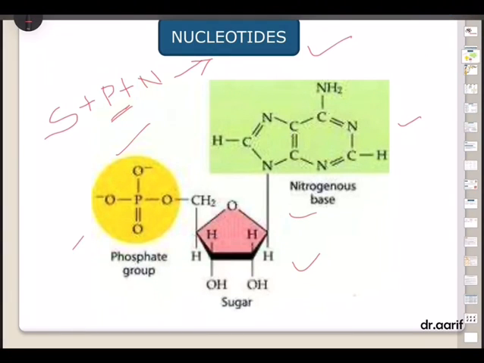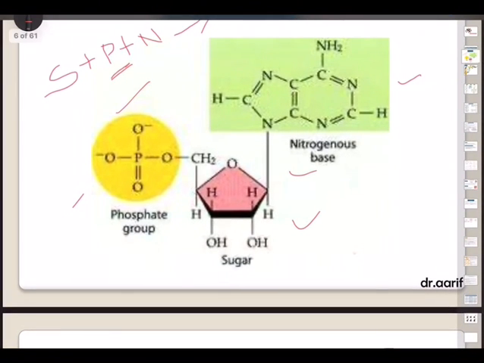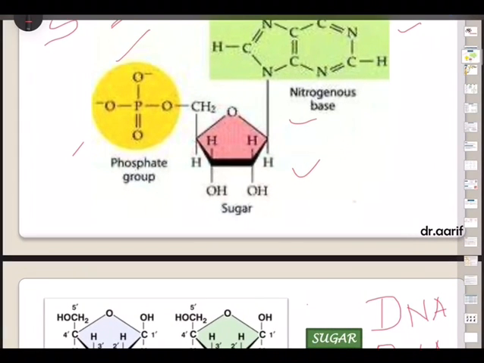Nucleoside is sugar plus nitrogen base. Nucleotide is sugar plus phosphate plus nitrogen base. So what is the difference between the two? Presence and absence of phosphate group. Here you can see to one carbon a nitrogen base is attached, and on the other side a phosphate group is attached. So draw this diagram also.